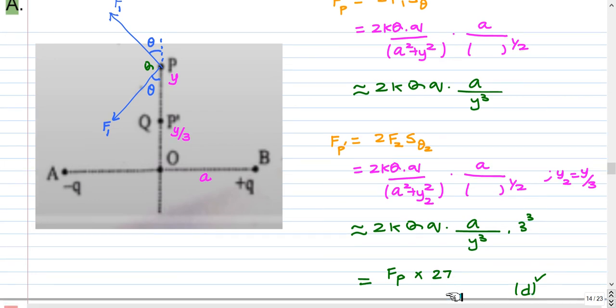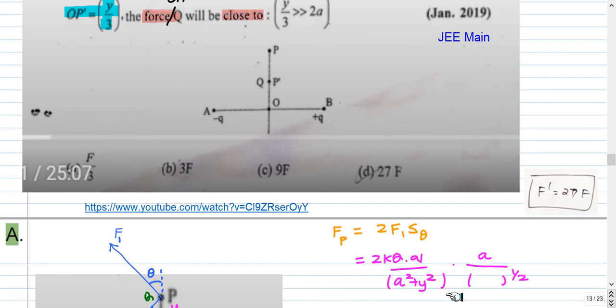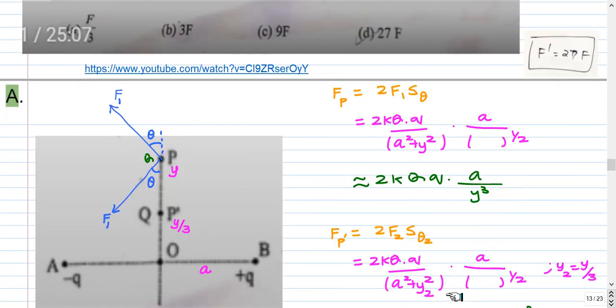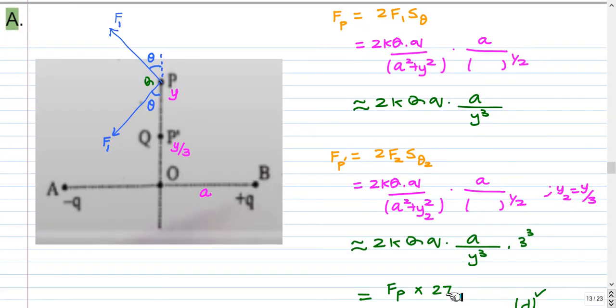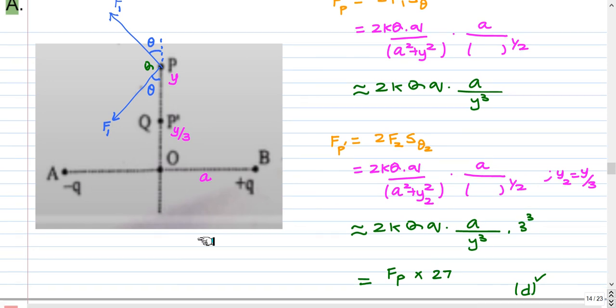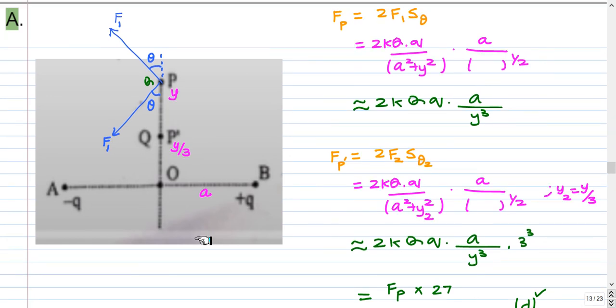So the correct option is option D. This answer also can be got straight away by using the electric field expression for a dipole. The electric field of a dipole along the equatorial line goes as 1 by distance cubed. So when the distance is reduced 3 times, the electric field will go up 3 cubed times. So the force on a charge will also go up by 3 cubed times. So from that we can straight away get the answer as 27 times.